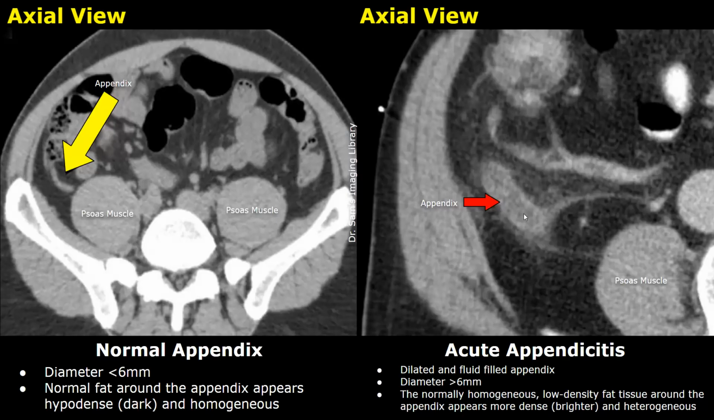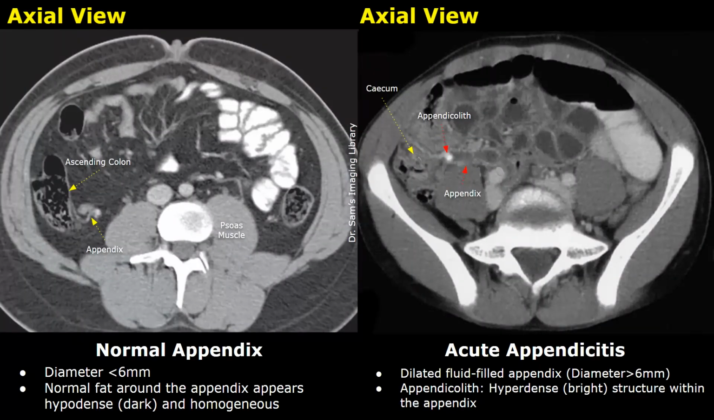Another feature that is commonly seen along with a swollen appendix is the increase in density of the fat surrounding the appendix. The fat becomes brighter and more heterogeneous due to inflammation. This feature makes it easier to diagnose appendicitis when it is seen with a swollen appendix. Clinical symptoms such as pain in the lower right abdomen, pain intensifying with movement, and fever can help support the diagnosis.